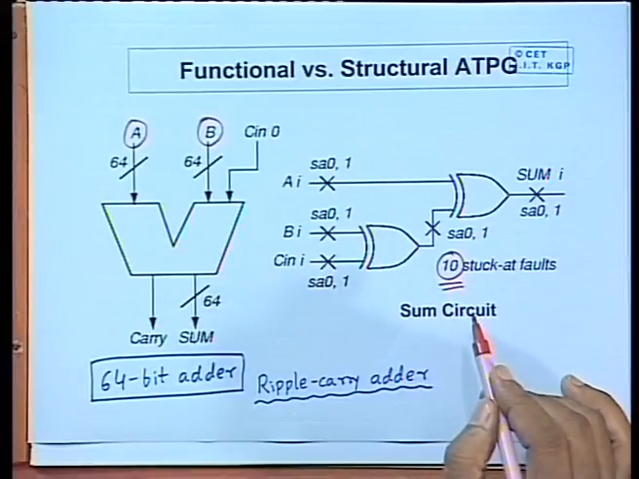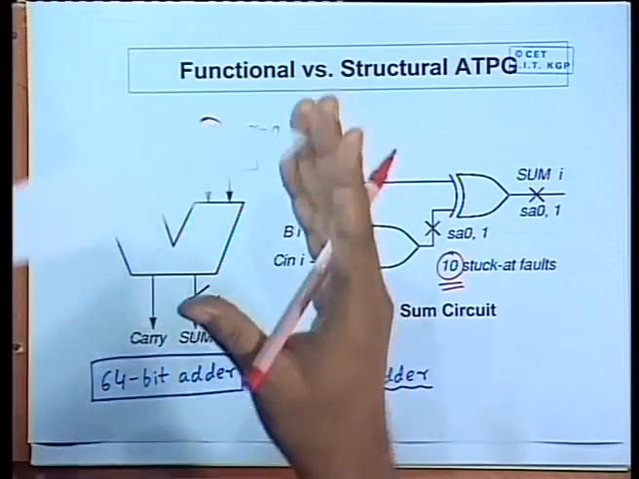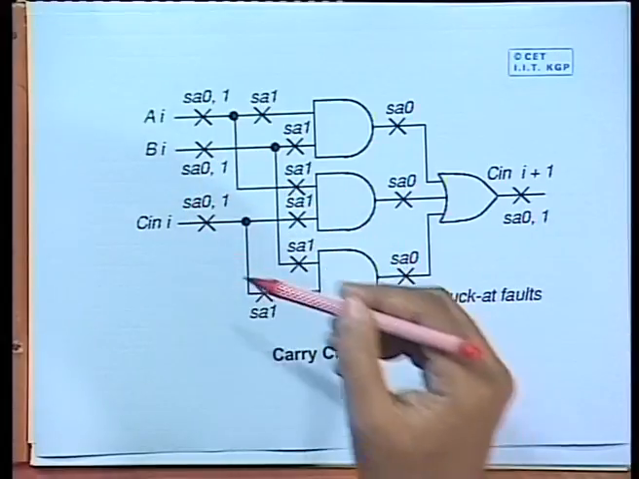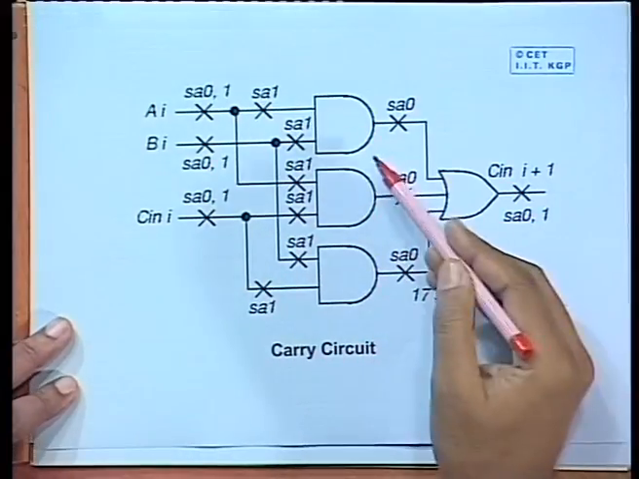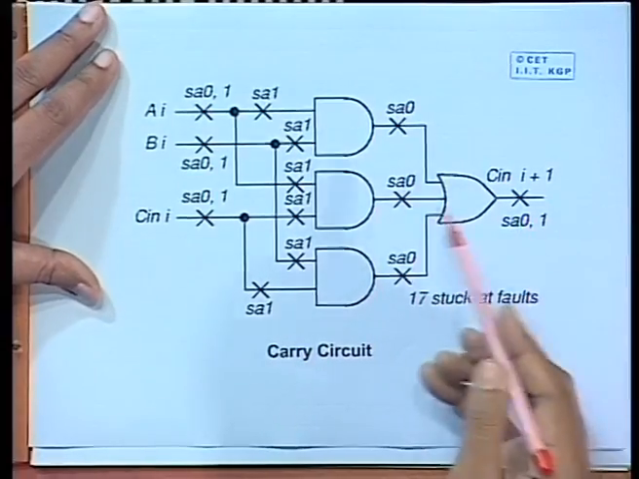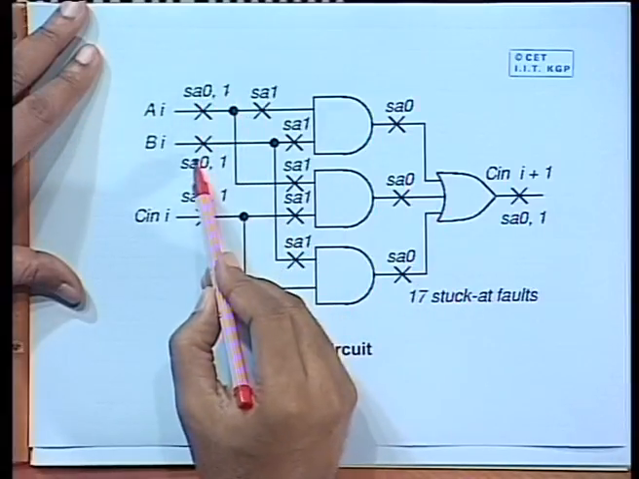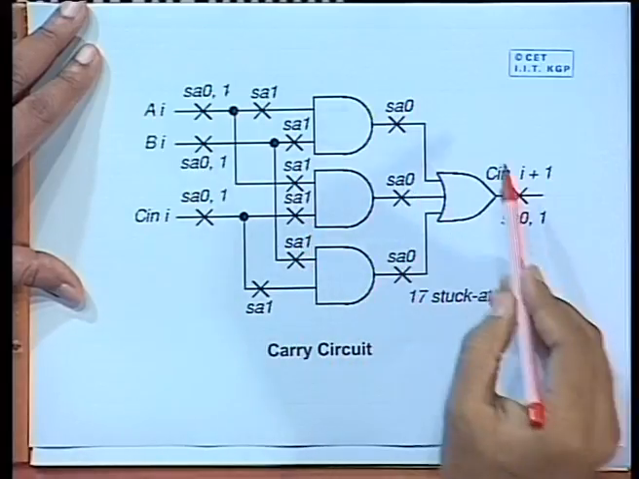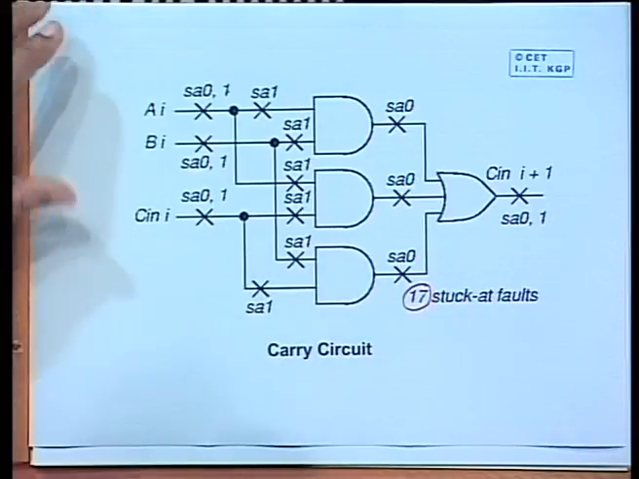Similarly, if we look at the carry circuit, the carry is AB or BC or CA. So, for the carry circuit, this will be the realization in terms of AND and OR gates, and using fault equivalence and dominance collapsing, you can reduce the number of faults. So, it becomes 1, 2, 3, 4, 5, 6, 7, 8, 9, 10, 11, 12, 13, 14, 15, 16, 17. So, for the carry circuit there are 17 stuck-at faults.